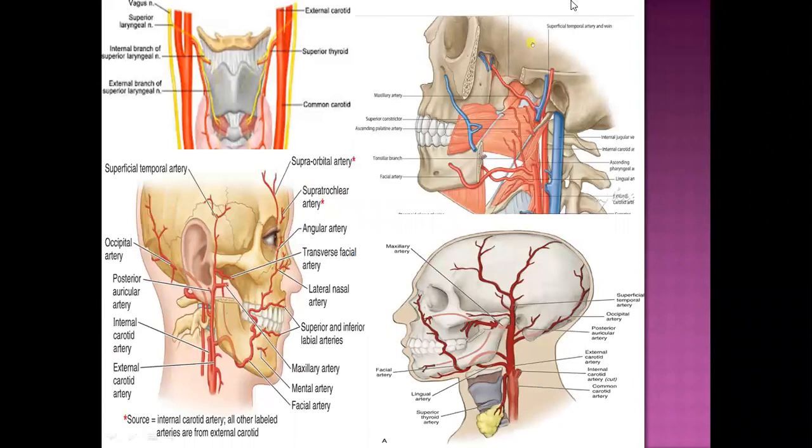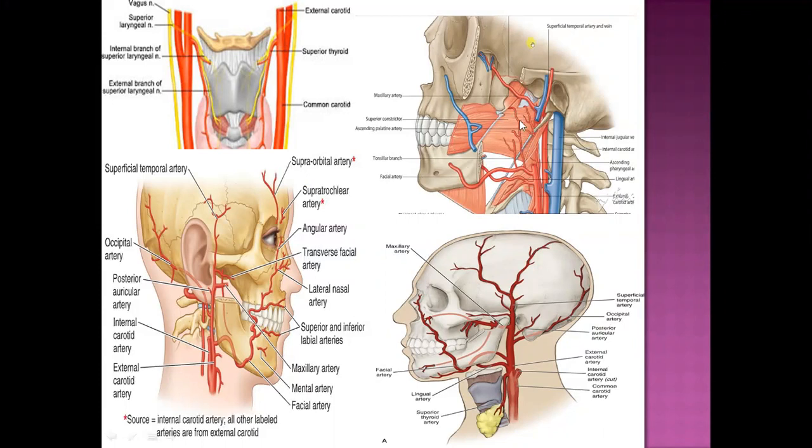So this is all about the facial artery. Moving forward, these are the different branches. This is the superior constrictor. This is the pterygomandibular raphe. This is a tonsillar branch. This is the ascending palatine artery. This tonsillar branch actually pierces the superior constrictor, and it supplies the palatine tonsils. This ascending palatine artery is over the superior constrictor, and it gives the tonsillar branch also.